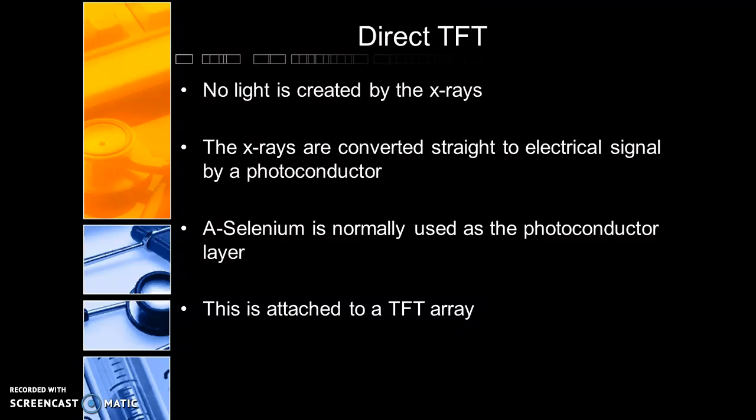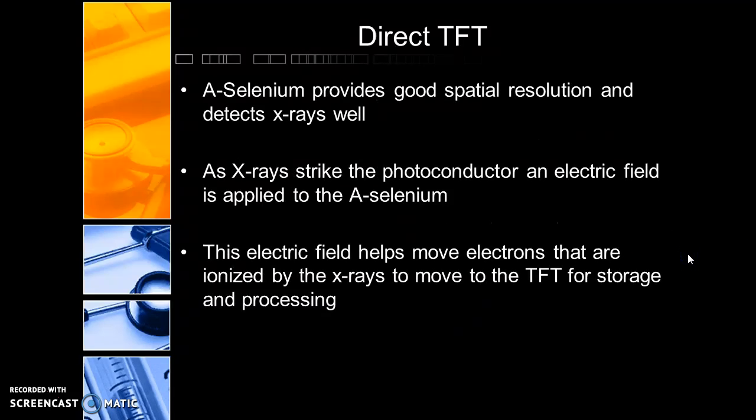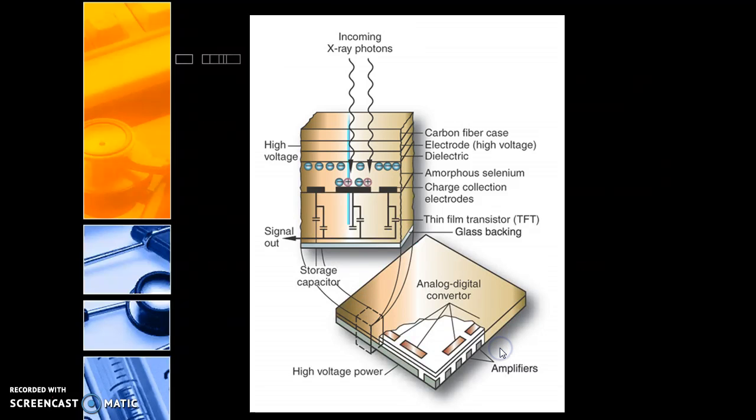And then that amorphous selenium photoconductor layer is attached to the TFT array. The reason we use selenium is it provides good spatial resolution and it has a good DQE. In other words, it detects X-rays well. So as X-rays strike the photoconductor, there's basically an electric field applied to the selenium, and this simply is to help make sure that the electrons, the signal that we want, is moved into the TFTs for momentary storage and processing, right? They're only there briefly.